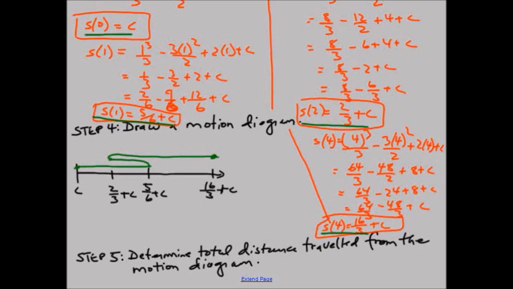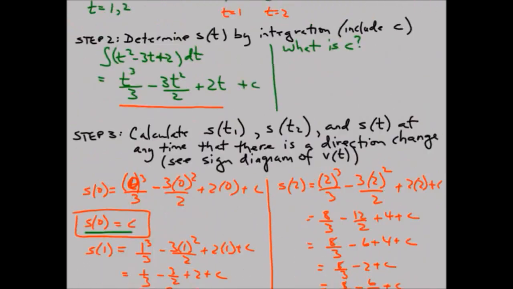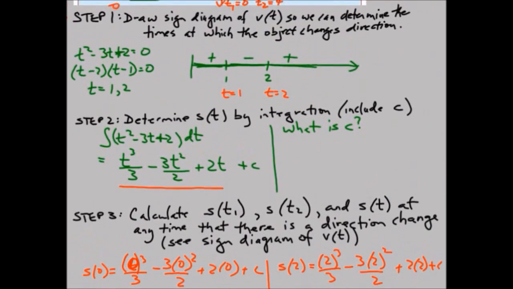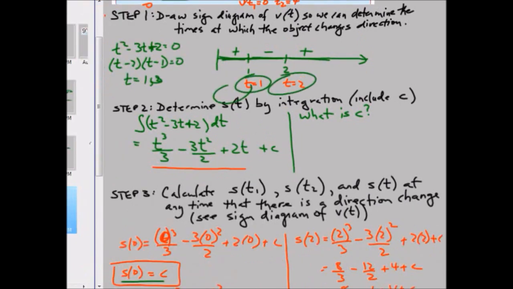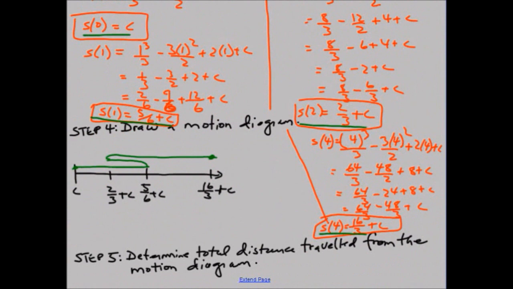Now, does this make sense? In other words, from our sign diagram up here, we were supposed to change directions at t equals 1 and t equals 2. So did that happen? Change direction at 1 second, change direction at 2 seconds. Yes, that did happen. Okay, so perfect. And our starting point is 0 seconds. Our end point is 4 seconds. All right, so we can calculate this distance now.